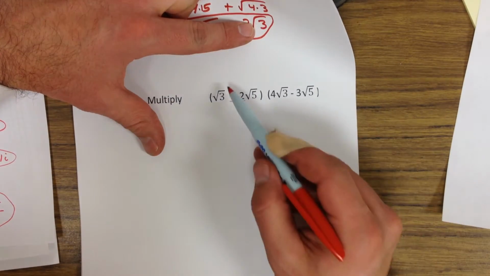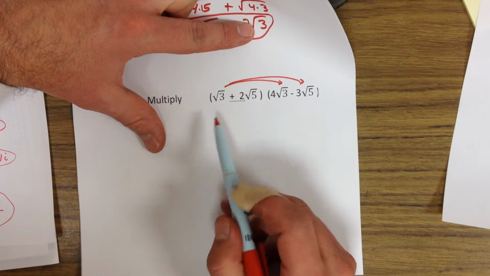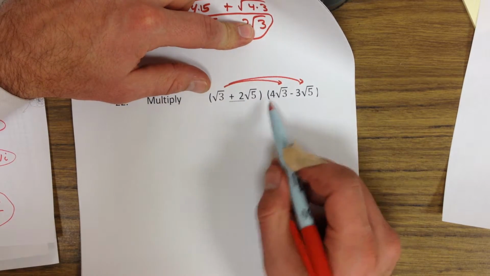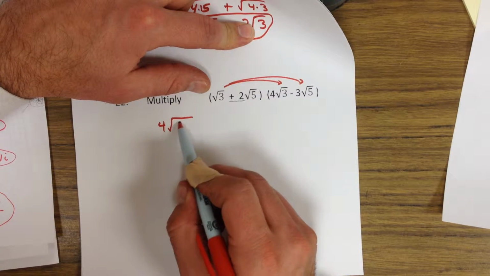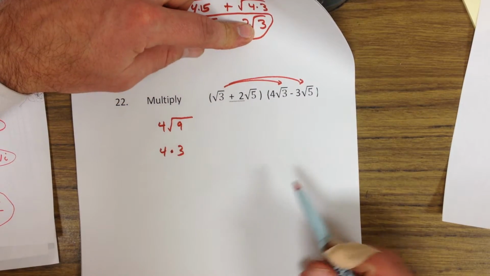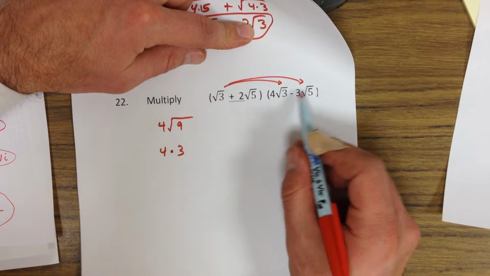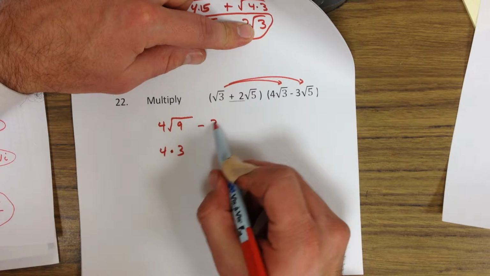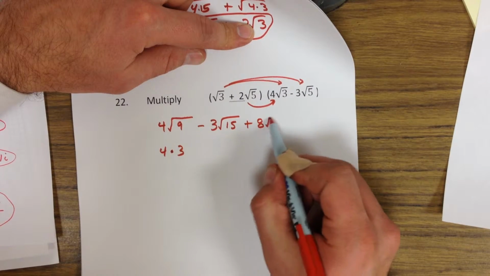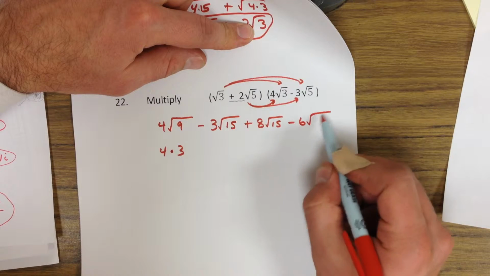Multiply. We're going to FOIL this. So remember, you're going to multiply radicals with radicals, real numbers with real numbers. So this is going to become 4 rad 9. Now I know that that's 3, so you could write that as 4 times 3 right off the bat if you wanted. Radical 3 times 3 rad 5, or negative 3 rad 5, is negative 3 rad 15. That's positive 8 rad 15. And then that's negative 6 rad 25.